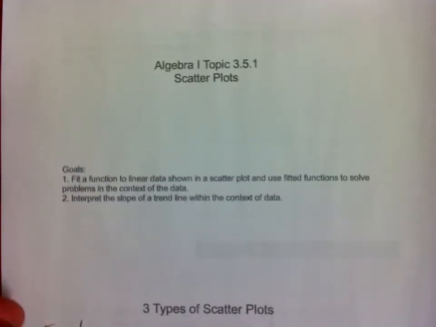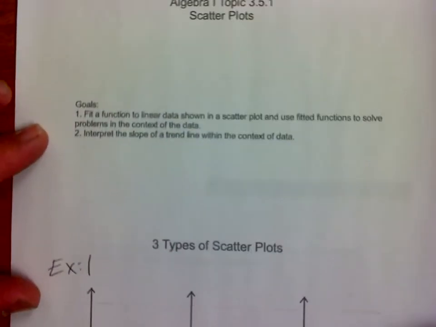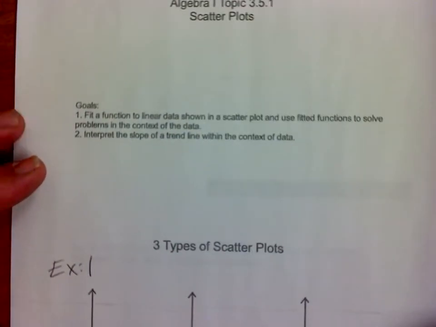Okay, in today's section, we're going to be talking real quickly about scatter plots. On these scatter plots, we're going to fit a function to linear data shown in a scatter plot and use fitted functions to solve problems in the context of the data. All right, and interpret the slope of a trend line within the context of the data.